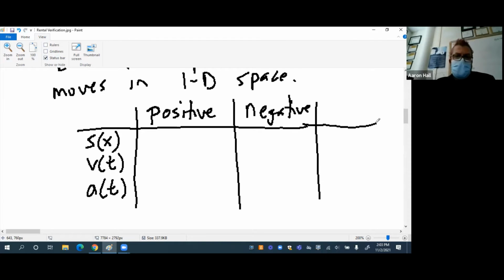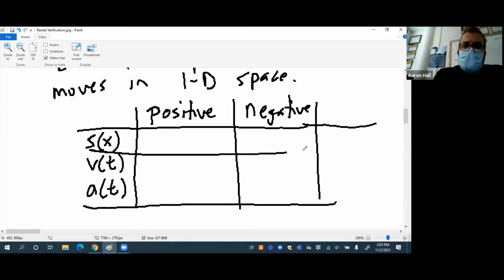Positive, negative, and then the meaning. Actually, the meaning will be inside. Okay. What do you think it means? What does S of t mean?